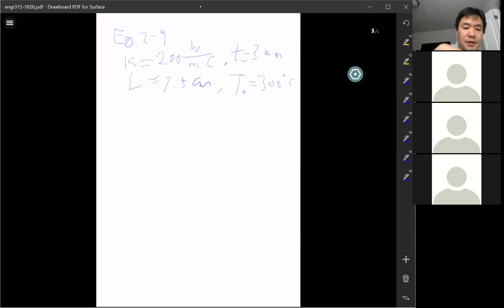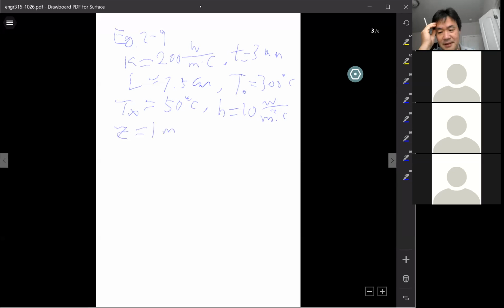And the ambient temperature, T infinity. Notice this is not T wall, it's T infinity, the ambient temperature. There's convection at the tip, with the heat transfer coefficient H of the air being 10 W per meter squared C. Calculate the heat loss from the fin per unit depth of the material. Per unit depth means 1 meter, basically 1. So calculate the heat loss.